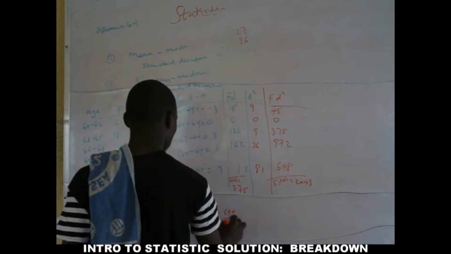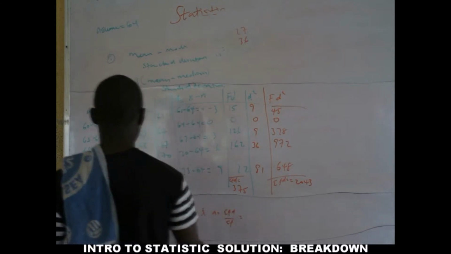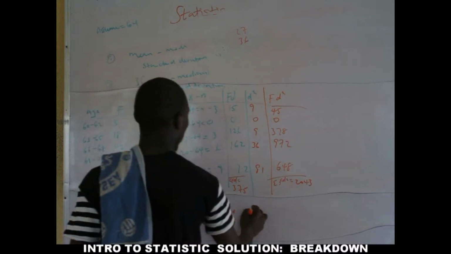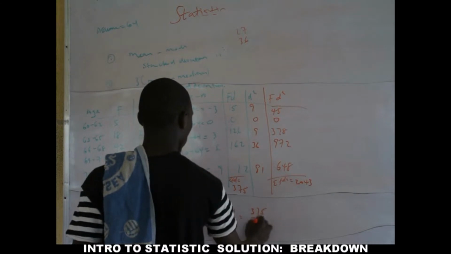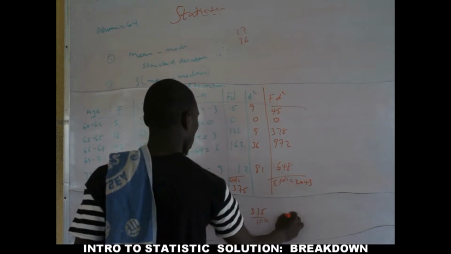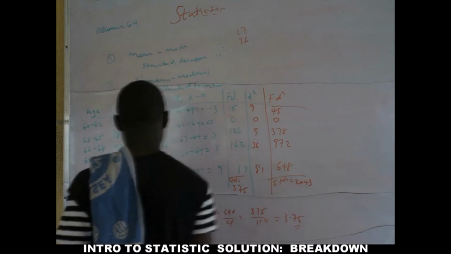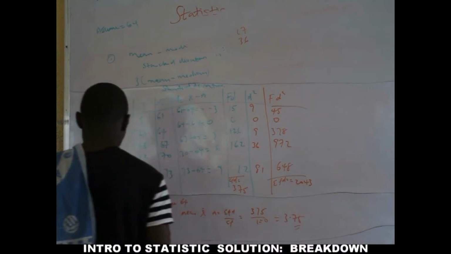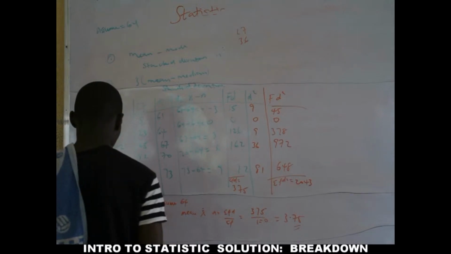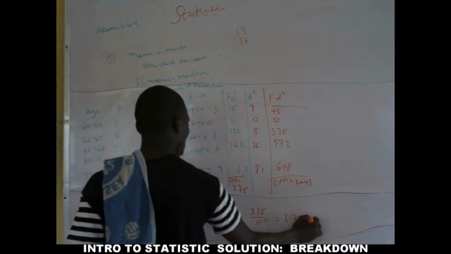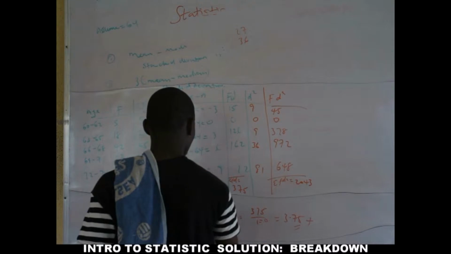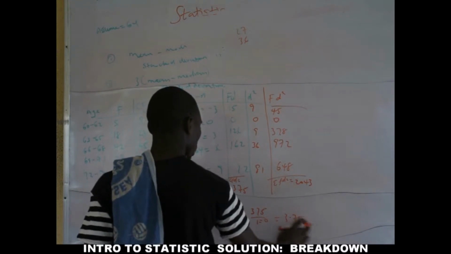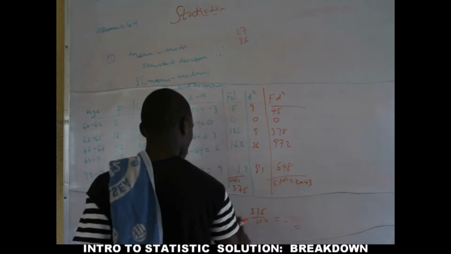What is my ΣFD? I have 375 divided by 100, which is 3.75. That is my mean correction. Then plus my assumed mean. It's supposed to be plus.